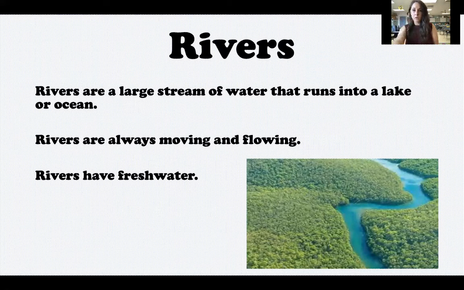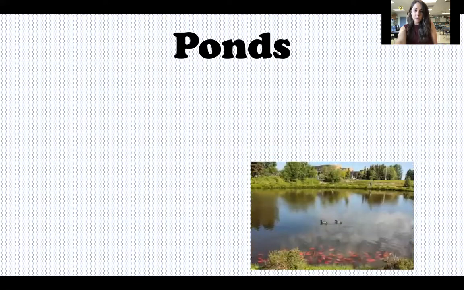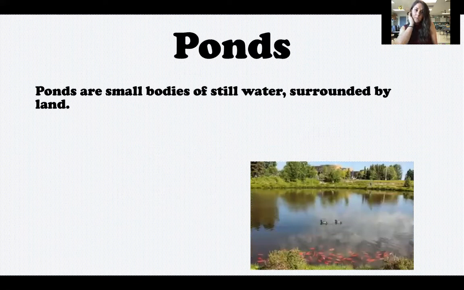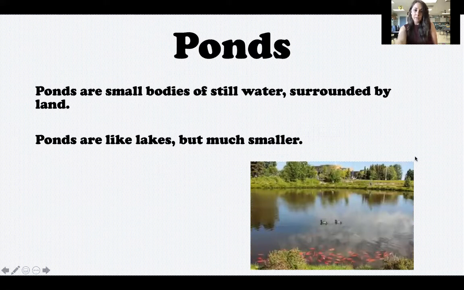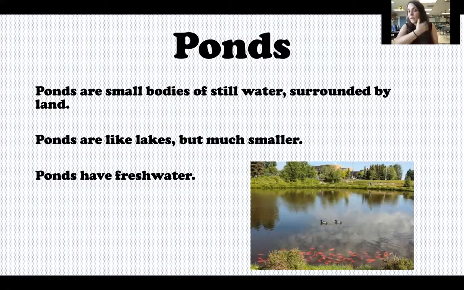And rivers are also freshwater. We have lots of rivers here in Texas. Rivers are very fun. You can go fishing, boating, tubing, hiking, camping, lots of stuff to do at the rivers. Then we have a pond. Here's a picture of a pond. A pond is a small body of still water surrounded by land. Ponds are like lakes, but much smaller, and most ponds have fresh water.